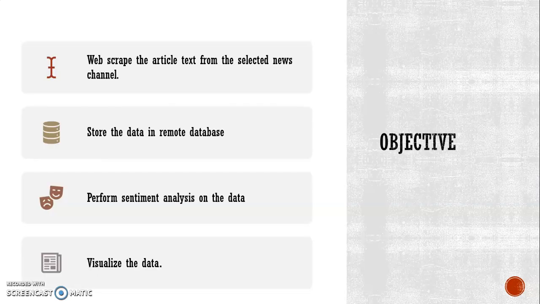Moving into next slide, objective. First, we have to select news channels and articles. Then we have to do web scraping of data from the selected news channels and then clean the data. After that, store these data in a database. So here we have used MongoDB as our database. Then we have to perform sentiment analysis on these data and then visualize the data.